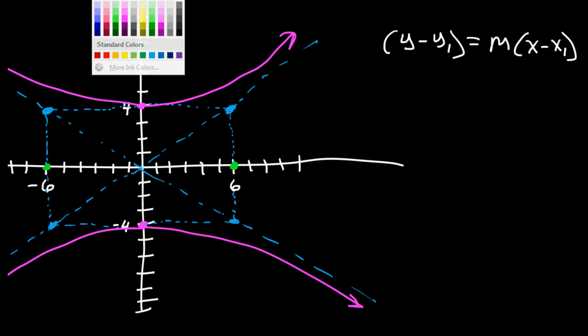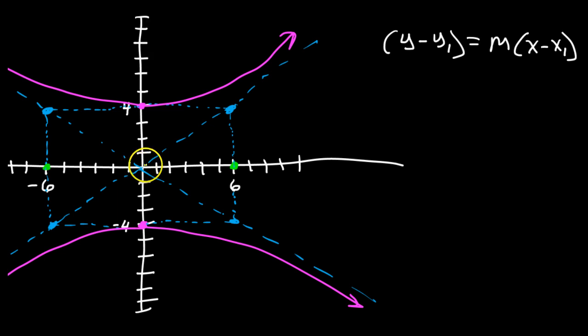The easiest thing for you to do is to use the center of the hyperbola as your point. So since the center is 0, 0, that means we're putting in 0 for y and 0 for x. So that's going to simplify this equation a lot. Now all we need is the slope.